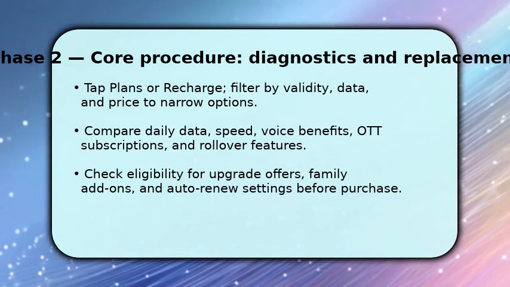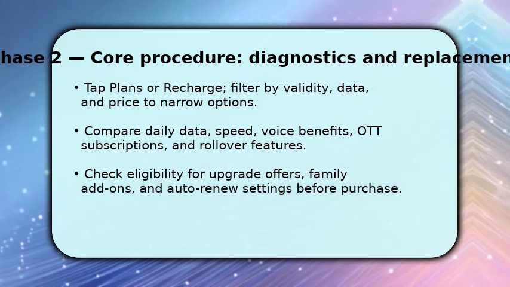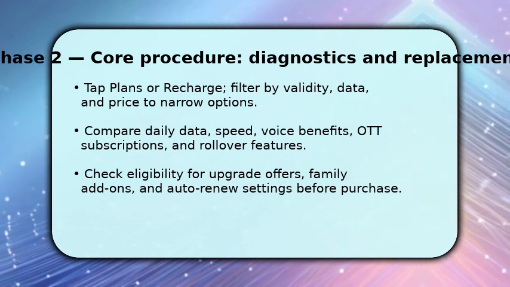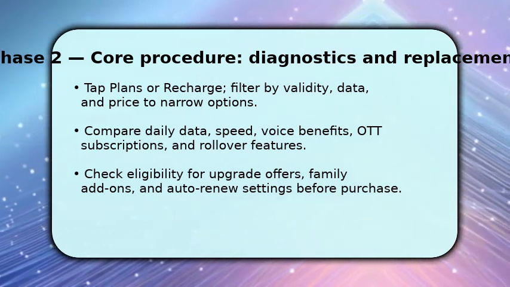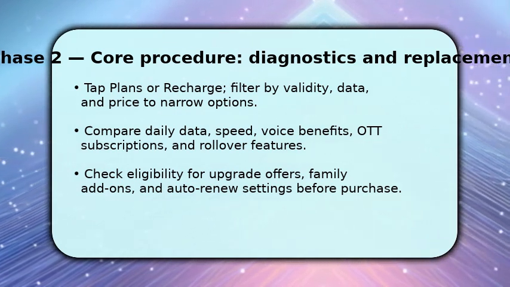relevant options. Compare features, daily data, peak speed, unlimited voice, and any OTT subscriptions. This tells you why one plan fits better than another. Once you've narrowed choices, inspect upgrade eligibility and any add-ons like family packs or extra data. Make sure auto-renew settings match your preference.